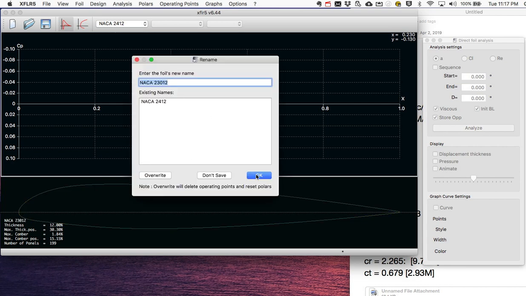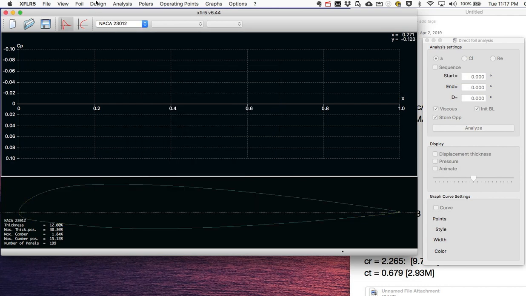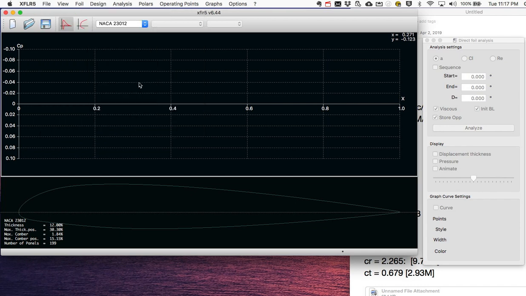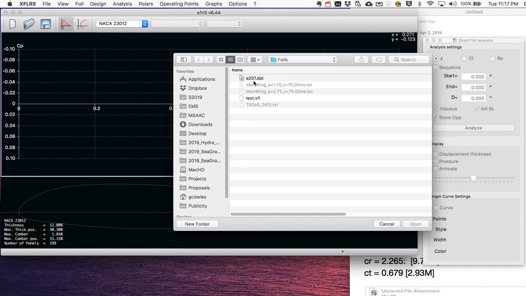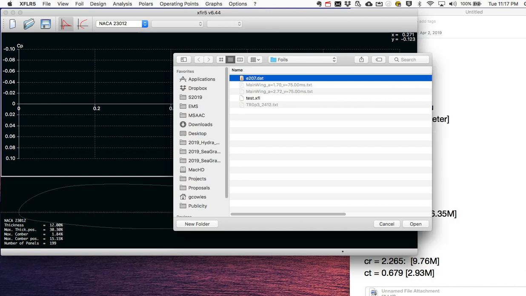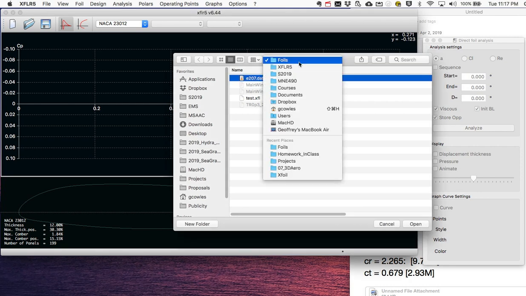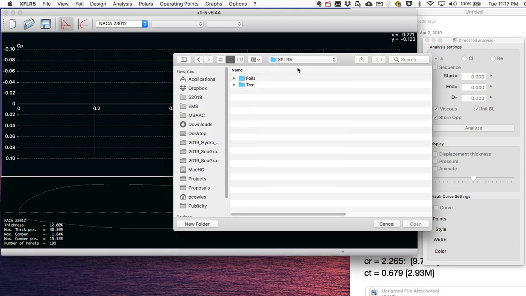Okay. And now I'm going to load, if I can find it, I'm going to open, and oh, there it is, right there, E207.DAT. Now this was downloaded from the UIUC database. It's in the format we need for XFoil, which is, let me just grab the data. I'll open it up in a terminal here.